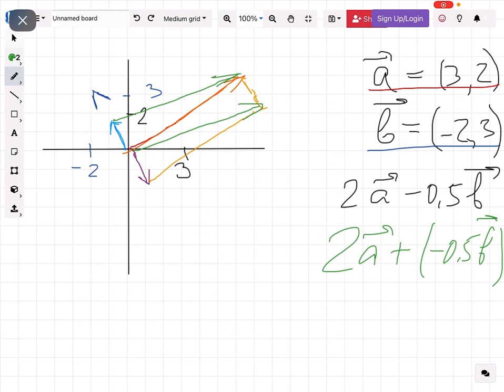So both green vectors, they're pointing in the same direction, they have the same length, and they have the same coordinates, so they're the same vectors. All right, two ways to draw the same vector. All right.